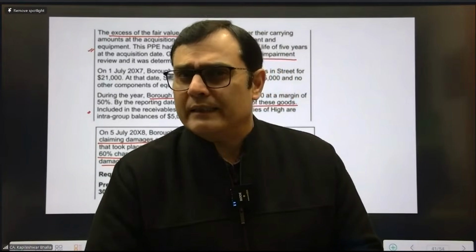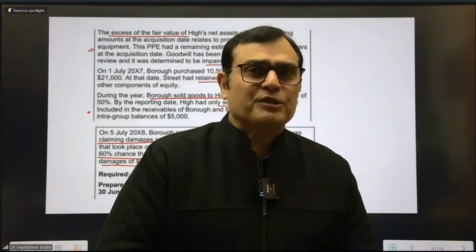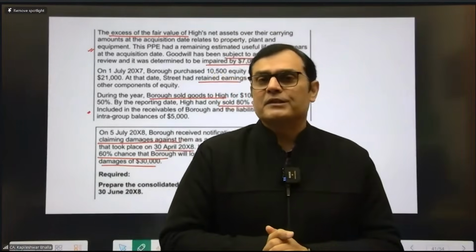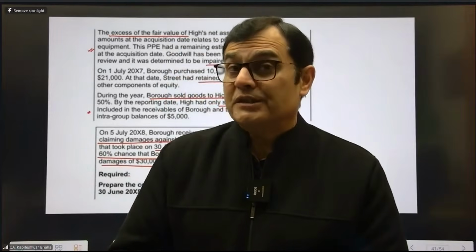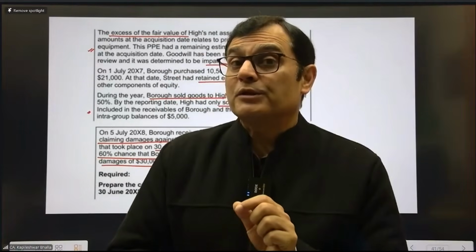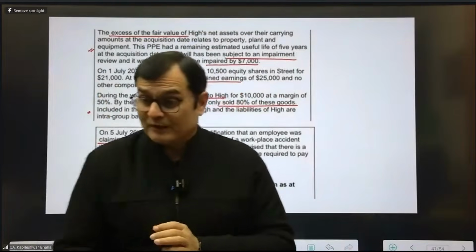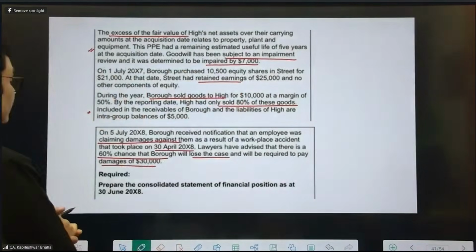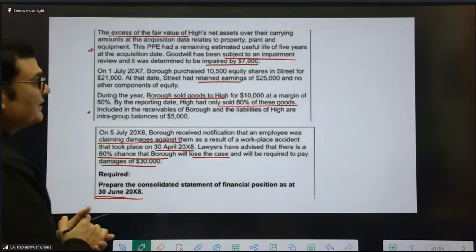Are we applying Ind AS 10? Are we applying Ind AS 37? Are we saying that there is a condition on the balance sheet date and there is evidence which is arising post the balance sheet date resulting in an adjusting event and making a provision in the books of accounts? What do you say? Is my thought correct? Yes. So we're required to make a consolidated balance sheet on 30th June X8.